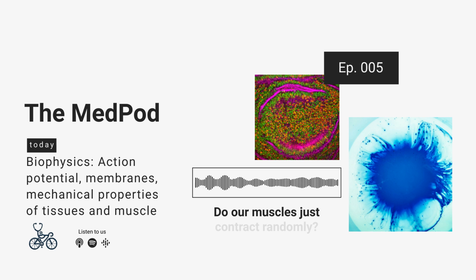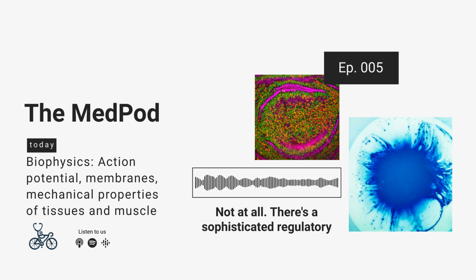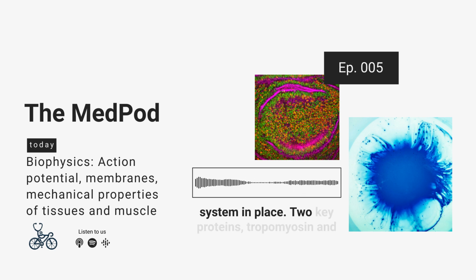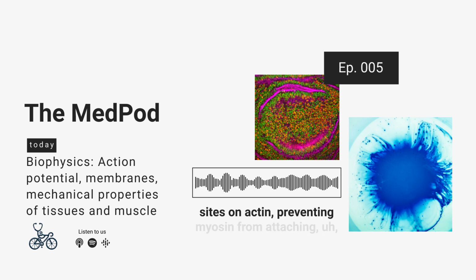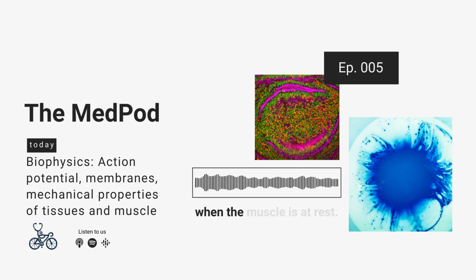Do our muscles just contract randomly? I was just thinking that. How does it know when to do this? Not at all. There's a sophisticated regulatory system in place. Two key proteins, tropomyosin and troponin, play a crucial role. Tropomyosin is like a rope that covers the binding sites on actin, preventing myosin from attaching when the muscle is at rest.